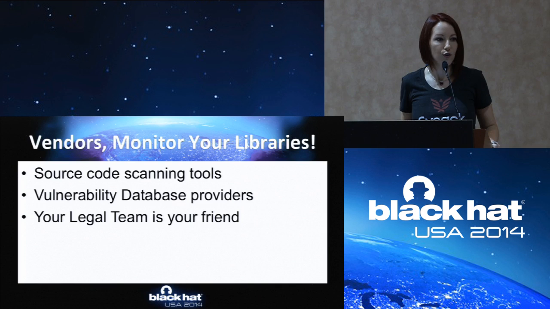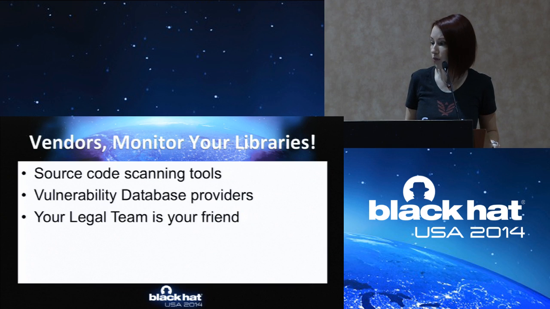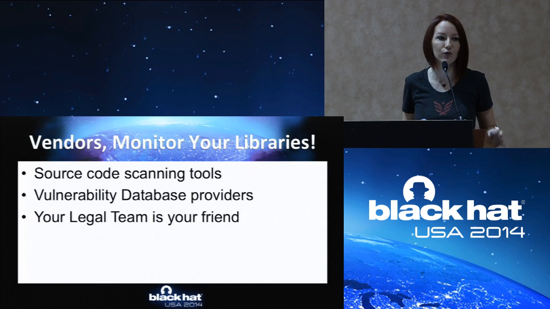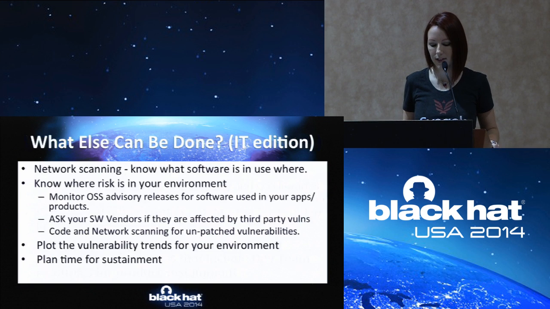Monitor your libraries, know what you're using. If you have no idea what's in your code, your legal team may actually be helpful. They have lists of things for compliance reasons. They should know what you're using. And so that's a starting place. But tools like Black Duck and Palamida can help you know what's in your code in real time. Vendor security testing: don't just test your product, test the libraries that are in it. I mentioned incident response plans. That's what I've been doing for the last 4 years, so I'm going to beat that horse to death.